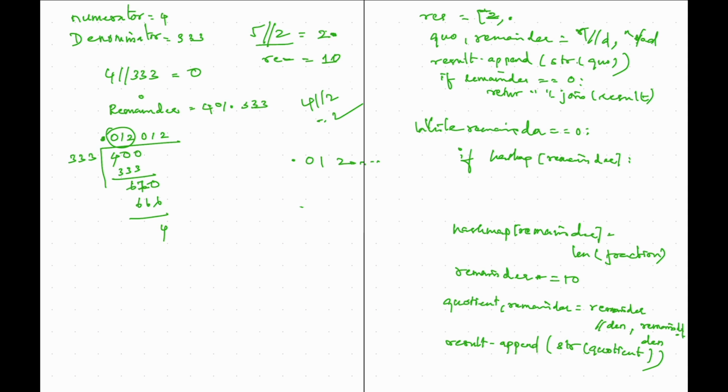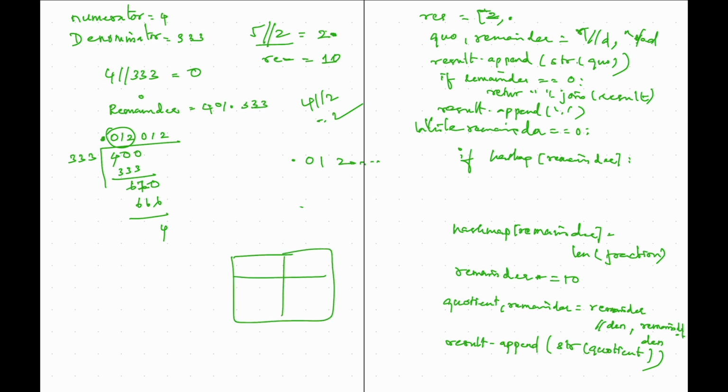Now, if not, you have to append the string. So result dot append 1 dot. Now 2 dot was there. Now we will be updating the hash map of 1 equals the length of the fraction, which is now 2. Now we will be having the hash map here.